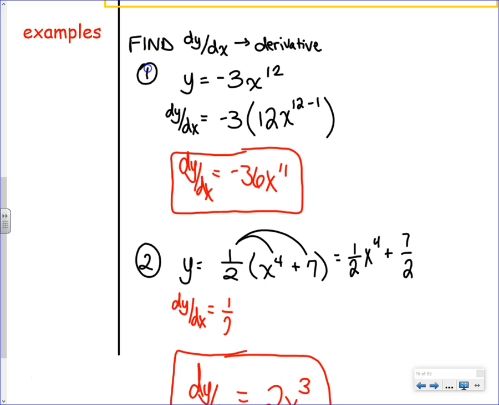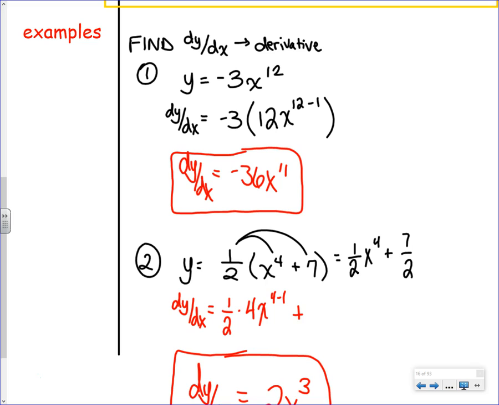Keep the 1/2. And then the power rule. Power rule says bring down the 4. Decrease the power by 1. Sum and difference says do it one at a time. So that's the first derivative. Now it's time for the derivative of 7/2.